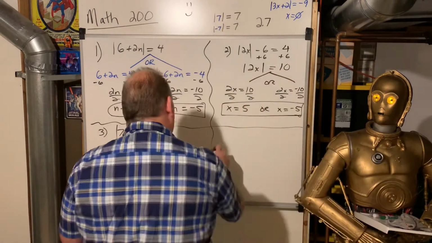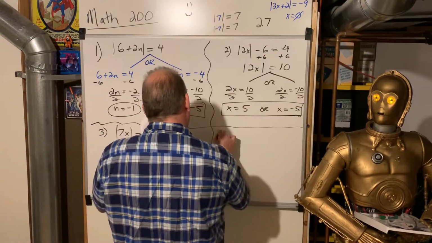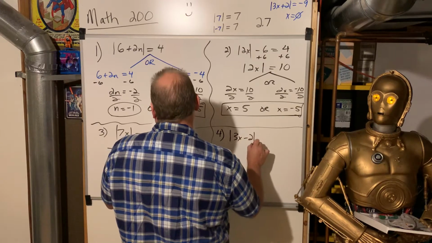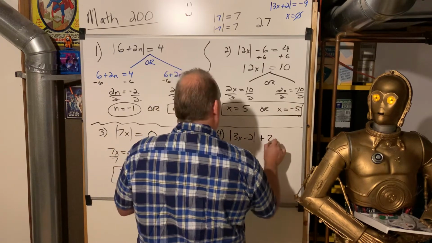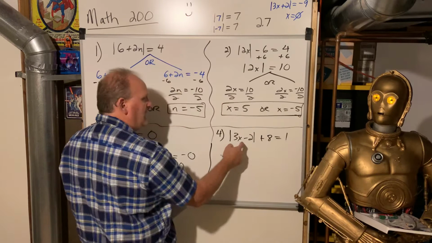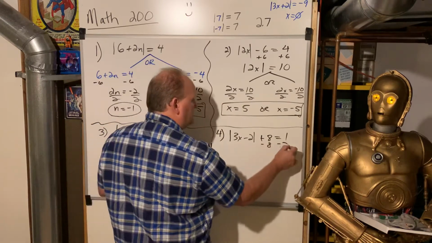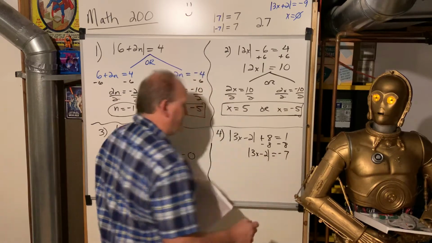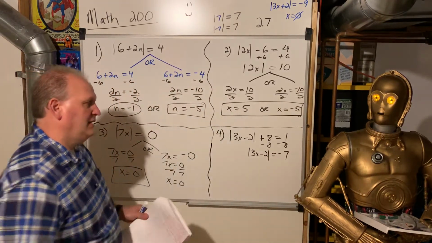Okay, let's squeak in number 4 here. We've got the absolute value of quantity 3x minus 2, plus 8, equals 1. So again, we want to isolate this absolute value, so we subtract 8. And hold up there.